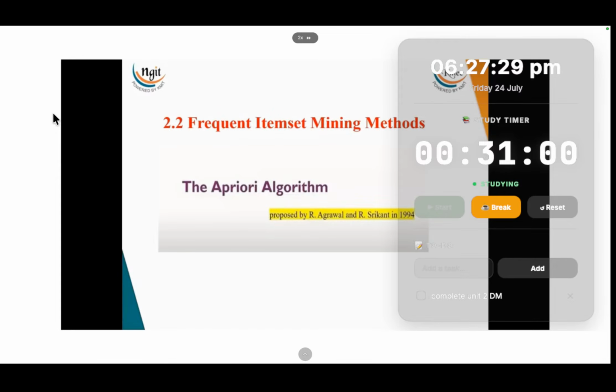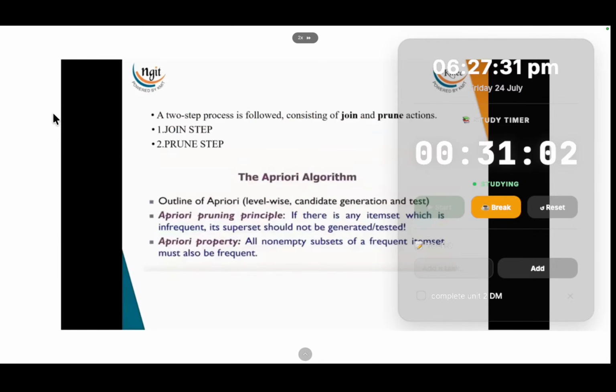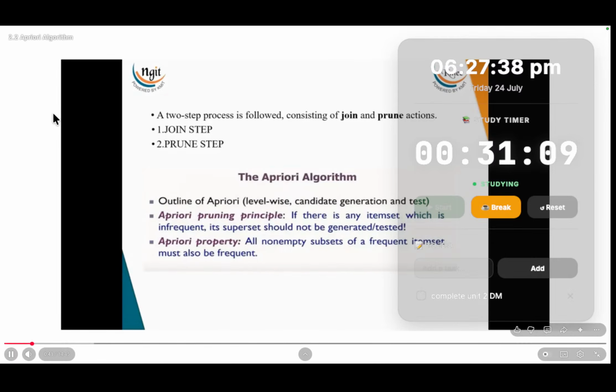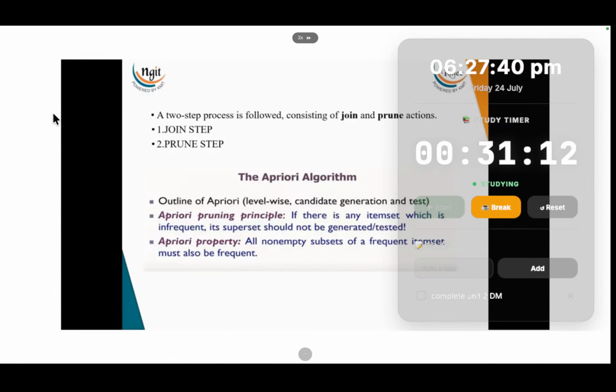This a priori algorithm was proposed by R. Agarwal and Srikant in 1994. Generally, this involves a join step and a prune step. Whenever we find the frequent item sets, they are joined together, and the count of those item sets is compared with the minimum support count. If it is less than the minimum support count, those item sets are pruned.